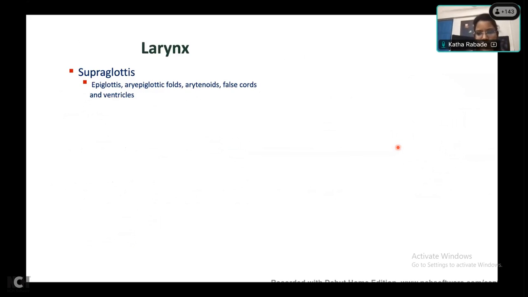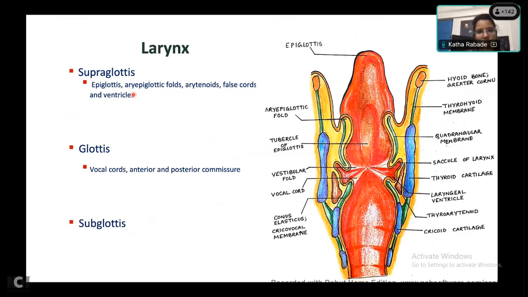Next, we move on to the anatomy of the larynx. The larynx is divided into supraglottis, glottis, and the subglottis. The supraglottis is the part from the epiglottis up to the ventricular fold of the false vocal cord. This consists of epiglottis, aryepiglottic fold, the arytenoids and the false vocal cords, and also the ventricles.